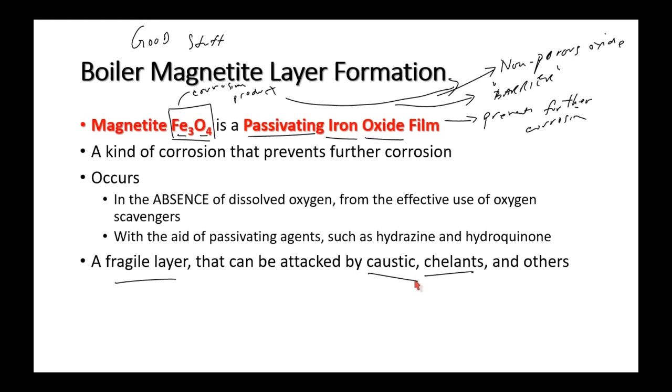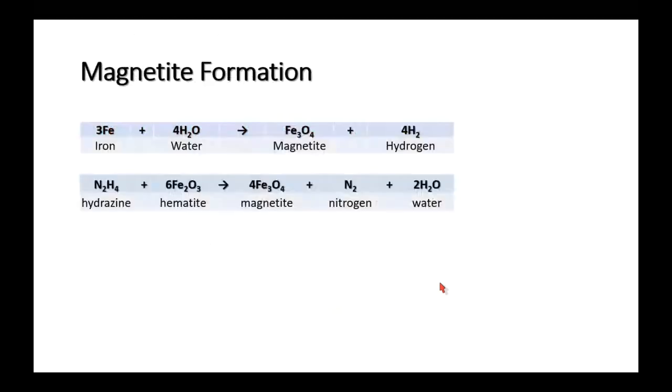So we can say, it keeps rebuilding. Yeah, but it needs to find some iron to rebuild. And where does it get the iron from? The boiler shell. So if we remove the magnetite layer, corrosion continues and continues and continues. So we don't want excess caustic, and if we're overfeeding chelate, we have to be really, really careful.